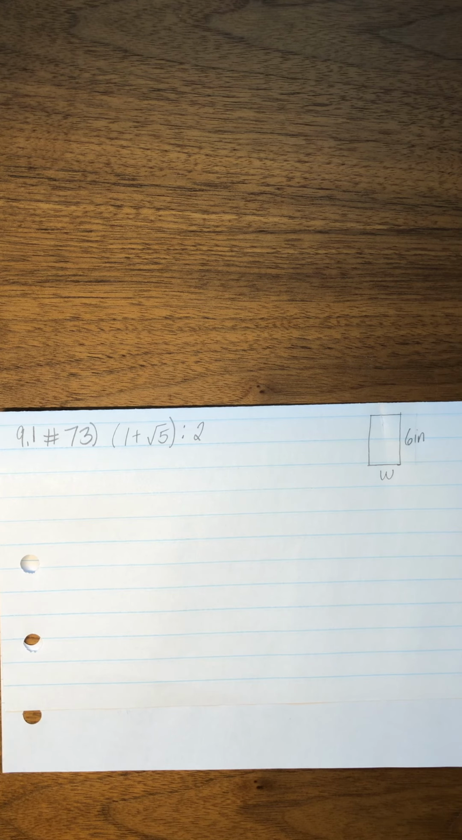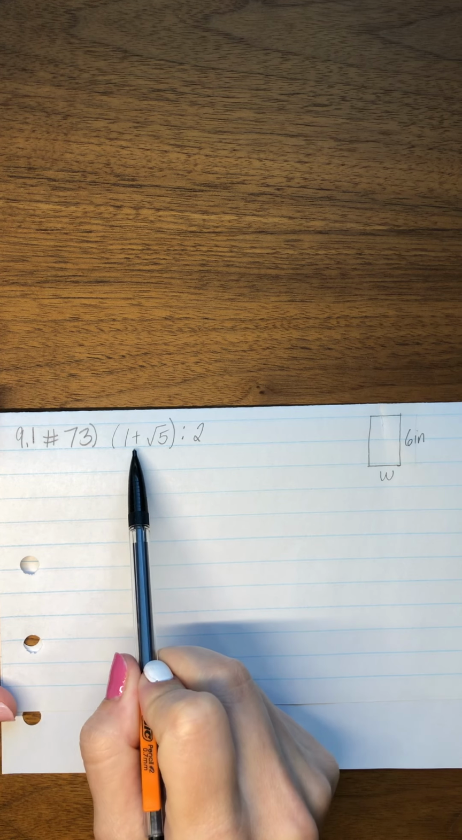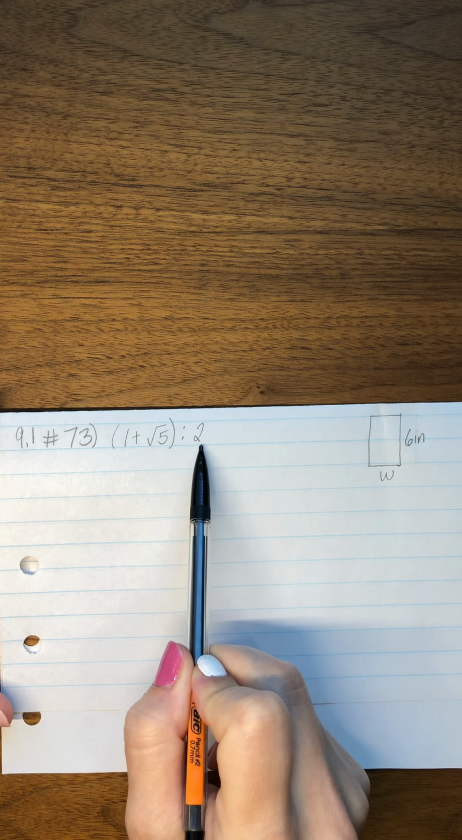I saw that a number of us struggled with number 73 from yesterday's assignment, so I wanted to go over this question with you. This question was that golden rectangle problem where we are using the ratio of the golden rectangle to help us find the missing side of a rectangle that they're giving us. So here's the golden rectangle ratio. It's 1 plus the square root of 5 to 2.